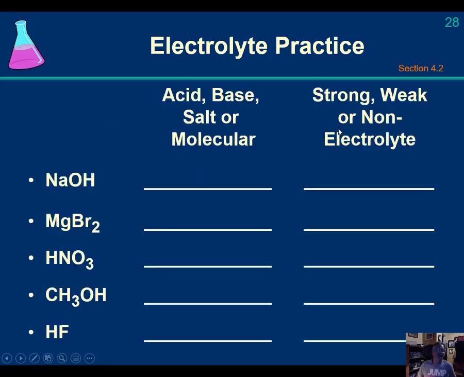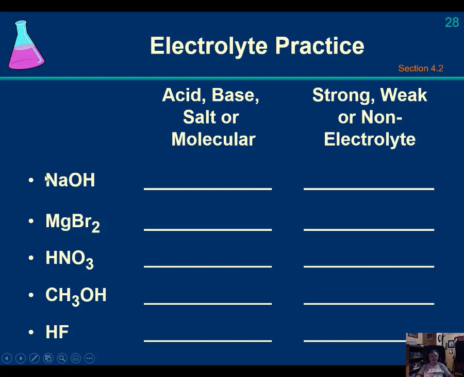Let's do a little electrolyte practice and put these compounds in categories as acid, base, salt, or molecular. And depending on whether it's an acid, base, a salt, or molecular, strong, weak, or non-electrolyte. A couple of things to remember. Strong bases are strong electrolytes. Strong acids are strong electrolytes. Most salts are strong electrolytes, and most molecular compounds, other than your acids, are non-electrolytes.